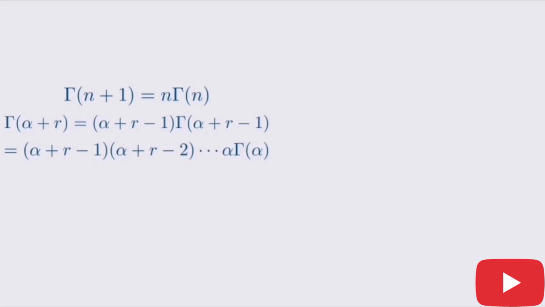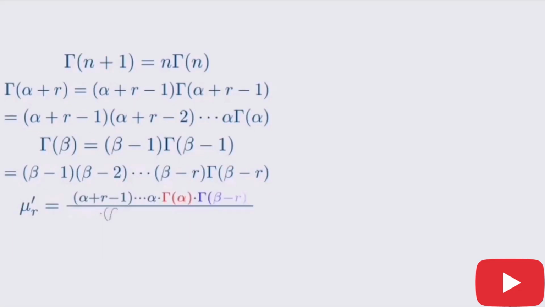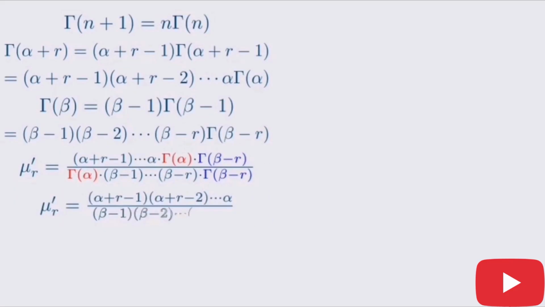We can do something similar for gamma of beta in the denominator. Since we want to cancel out the gamma of beta minus r in the numerator, we expand gamma of beta down until we hit that term. This gives us the product of beta minus 1, beta minus 2, all the way down to beta minus r, times gamma of beta minus r. Now, let's look at what cancels out. The gamma of alpha on top cancels with the one on the bottom. The gamma of beta minus r on top cancels with the one on the bottom. What we are left with is exactly the expression we set out to prove.